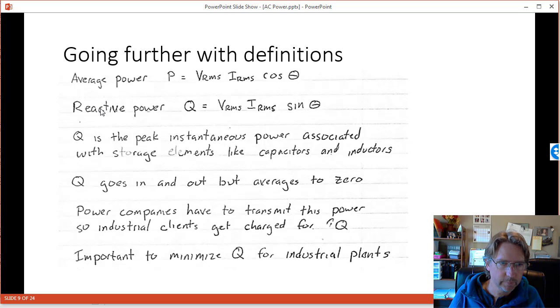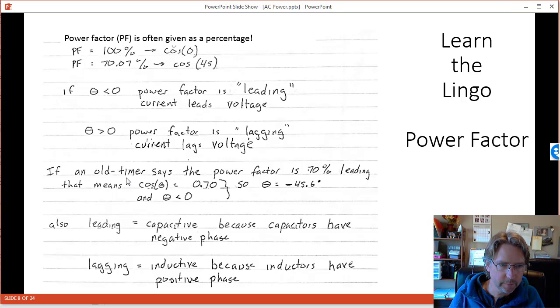So what you might hear, not necessarily from an old timer, but someone in the power industry, if they say 70% leading, that's how you have to define that power angle. That means that cosine of the angle is 0.7, which could be plus or minus 45.6. And leading says that theta is less than 0, so we're at negative 45.6.